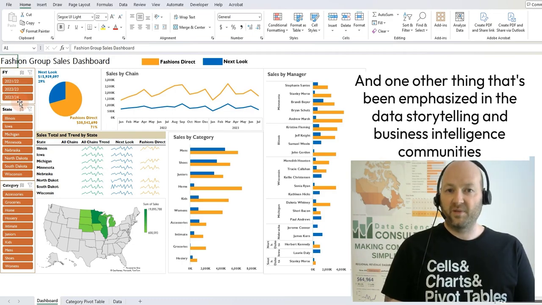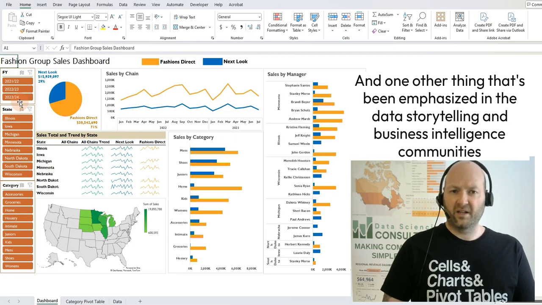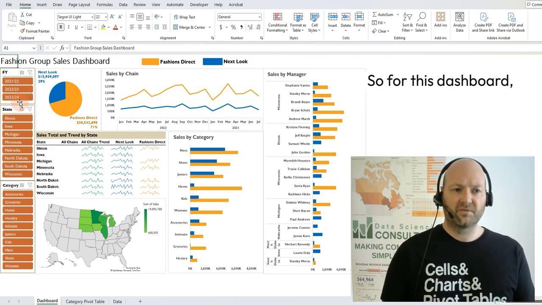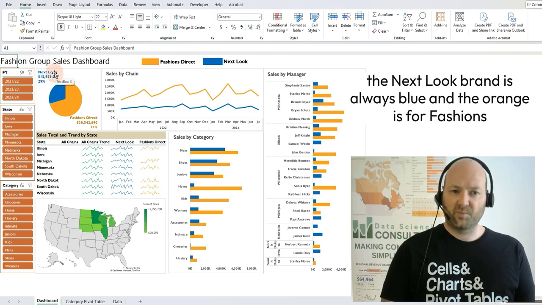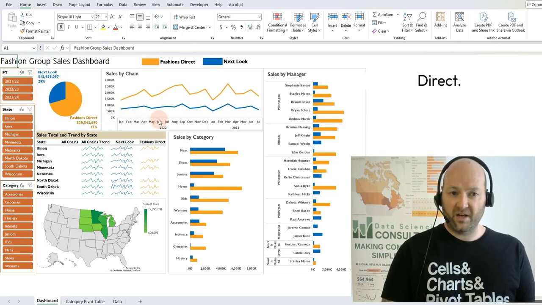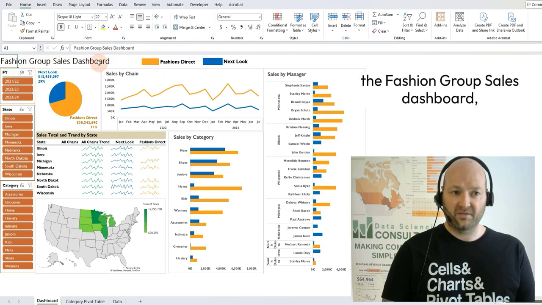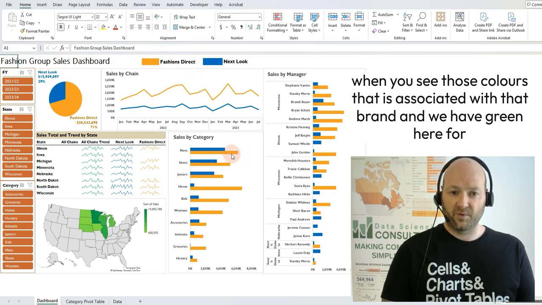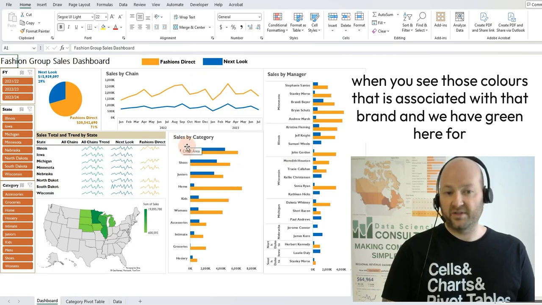And one other thing that's being emphasized in the data storytelling and business intelligence communities is having consistent colors. So for this dashboard, the Next Look brand is always blue, and the orange is for Fashions Direct. So once you have it established here, the Fashion Group sales dashboard, you see the two colors. Now everywhere you look on the dashboard, when you see those colors, that is associated with that brand.